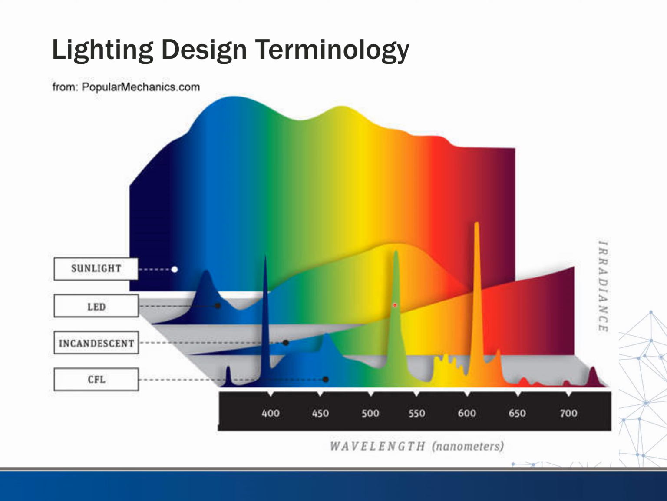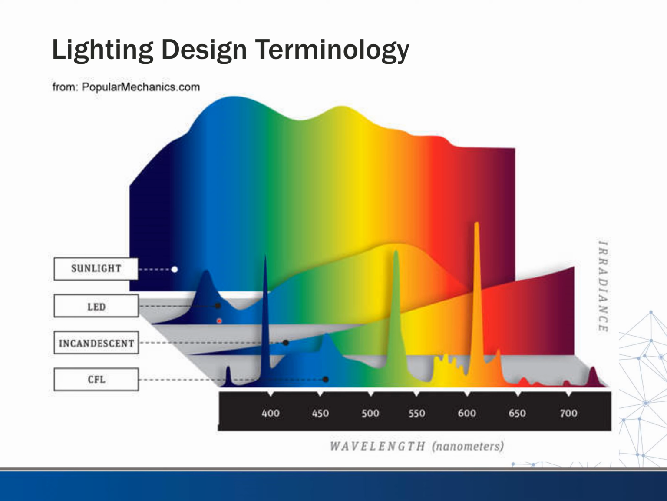Here's a graph comparing some of the major bulb types. Of course, the interesting one is sunlight. Sunlight has all of the wavelengths very well represented. That's why outside in the daylight, if you're trying to tell what the color of something is, that's the best place to go look and see. Go outside and look in the sunlight.